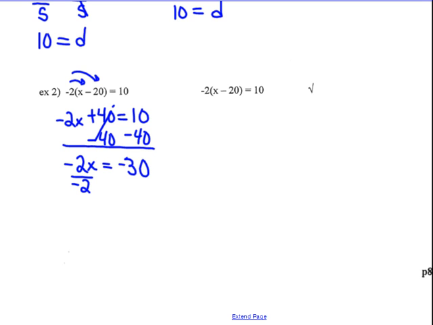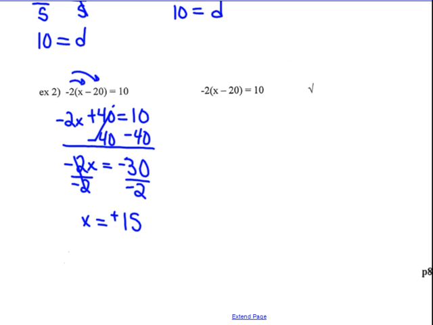Dividing by negative 2, which is the opposite of multiplying my x by negative 2. Cancel those. Yes, negative 2. X equals negative 30 divided by negative 2, positive 15. And you know you don't have to write the positive sign. 15 is the solution. That's doing the distributive way first.